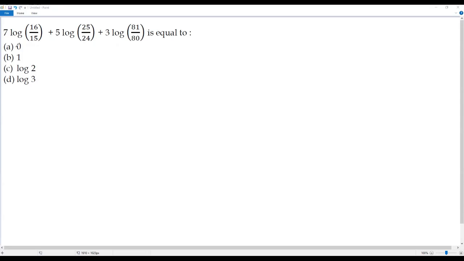So first, let me take the first logarithm, that is log of 16 over 15. To find the equivalent expression for this logarithm, I'm just going to use the properties of logarithm. So I'm going to use the quotient rule. Here in the argument of the logarithm, the two numbers are in division. Whenever two numbers are in division in the argument of a logarithm, we have to take the logarithm of the numerator and denominator separately, and subtract them. So we get log 16 negative log 15.